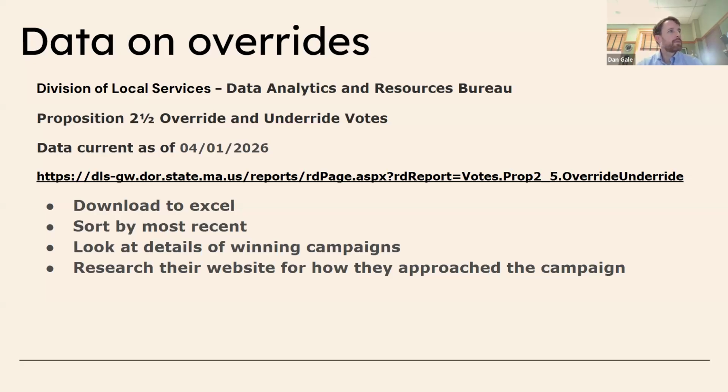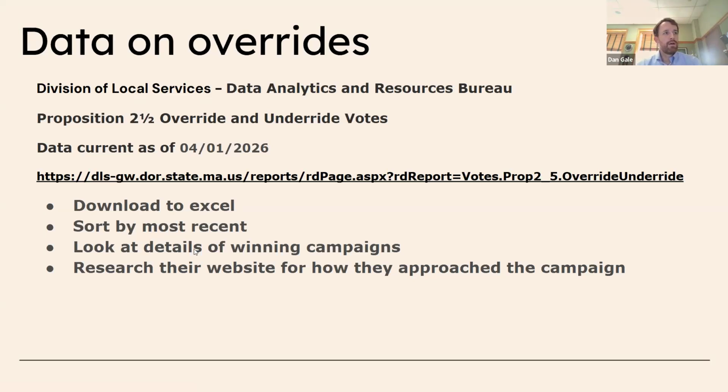And all these slides, I'm going to have a QR code. You can get these slides in a couple minutes. This is just information on the Division of Local Services. If you Google override and underride votes, you'll get this link that's right here. And if you download it to Excel, you can sort it. This is what I've done in the past.